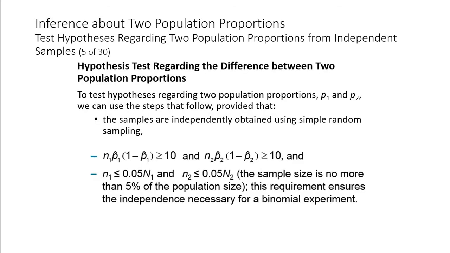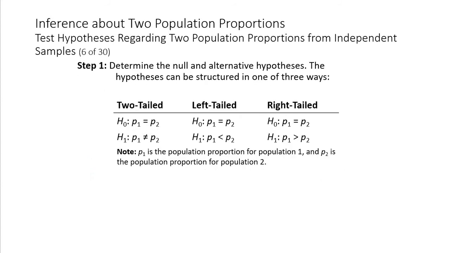In order to test the hypotheses regarding two population proportions p1 and p2, we can use the steps that follow, provided that the samples are independently obtained using simple random sampling, and that n1 times p1 hat times 1 minus p1 hat is greater than or equal to 10, and n2 times p2 hat times 1 minus p2 hat is greater than or equal to 10, and the sample sizes are no more than 5% of the population size. This is required to ensure the independence necessary for a binomial experiment. We're going to estimate the binomial distribution using a normal distribution instead.